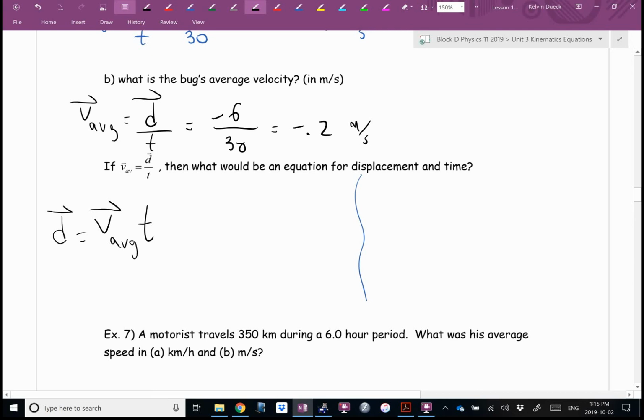There is another equation. That is the equation if you want to find the displacement and you know your average velocity and your time. Well, that was kind of cool.